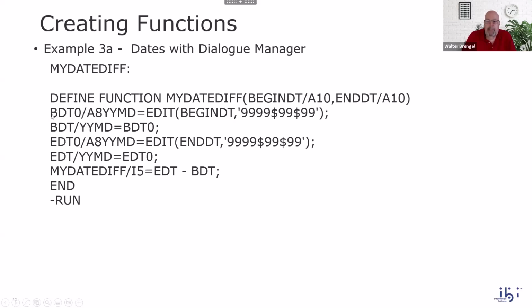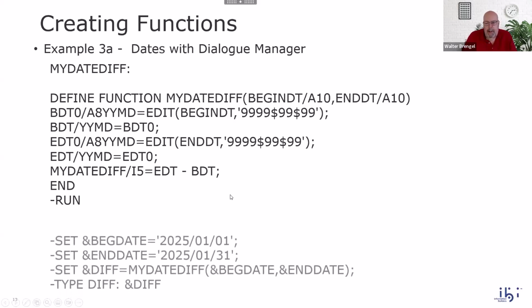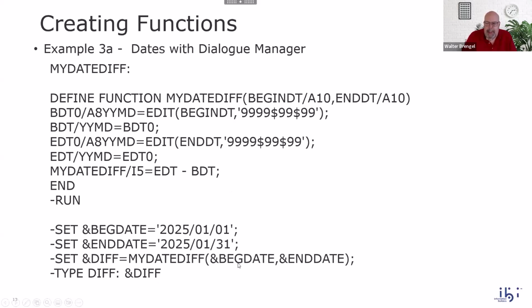So I'm saying the begin date, T0, which is a temporary field, is going to be the A8YYMD like I did in the diff. And then I'm going to move it to a smart date. End date, I'm going to do exactly the same. So now the difference is just the end date minus the beginning date in their smart formats. Again, in my Dialog Manager, my date diff, begin date, end date. And in this case, I get a difference of 30 because I'm going from January 1st to January 31st.